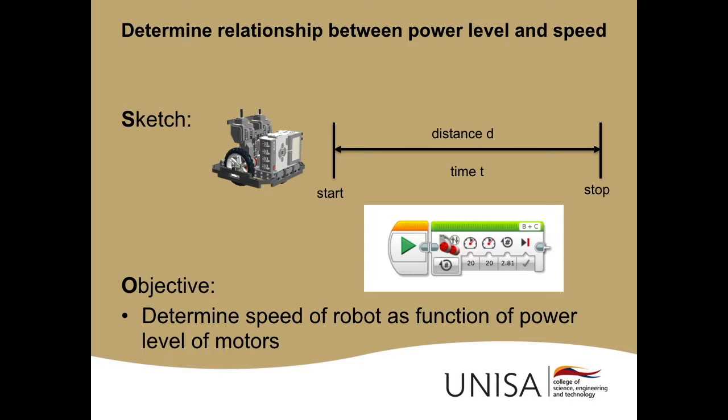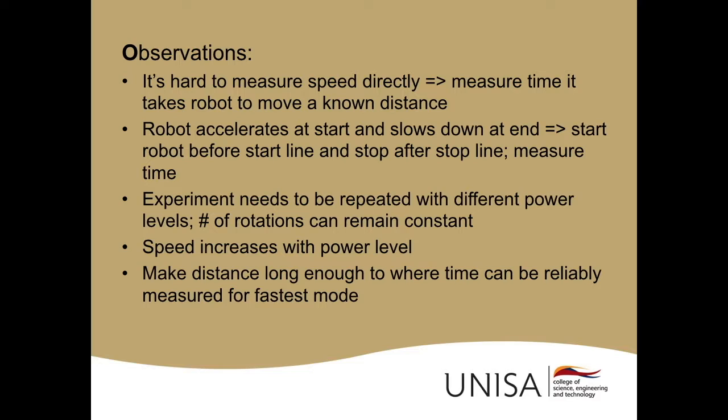So what do we need to pay attention to? I've already said it's hard to measure speed directly. So let's measure the time it takes the robot to move a known distance. And that's what I've graphed in my sketch. And I've also added the two variables, time t and distance d.